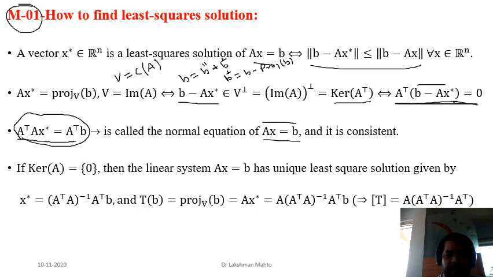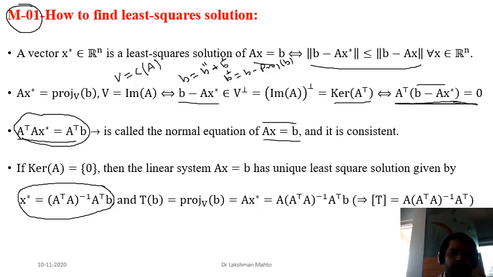So if the kernel of A is a singleton set having only the 0 element, then you can say that A transpose A is invertible. You can solve it and bring the inverse to this side. That's why you directly get an analytic representation of the least square solution.